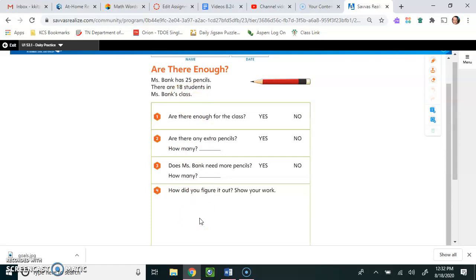Are there enough for the class? Enough pencils. Are there any extra pencils? Yes or no, how many? Does Miss Bank need more pencils? Yes or no? How many? And how did you figure it out? Show your work. I want you to go ahead and complete this page, and then we are going to go over it together here in just a little while.